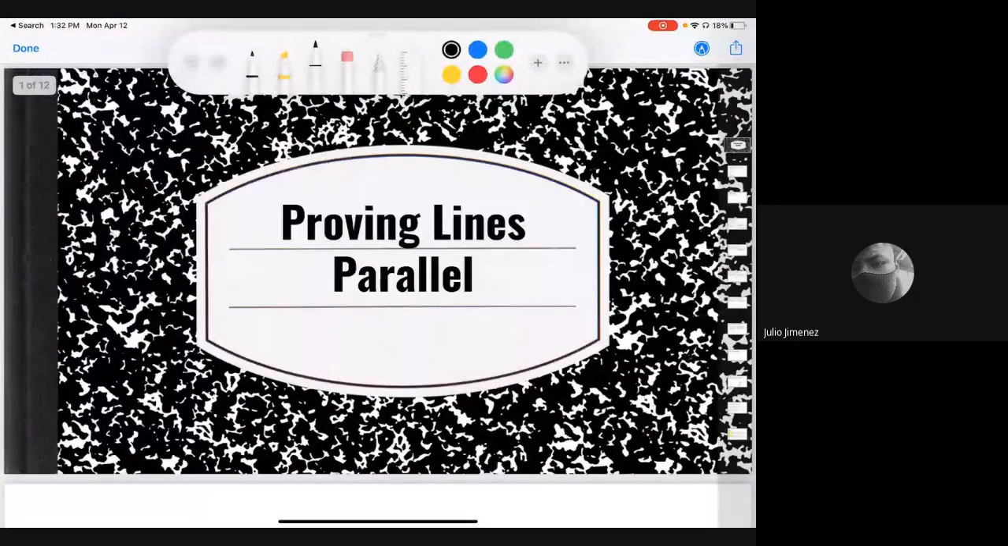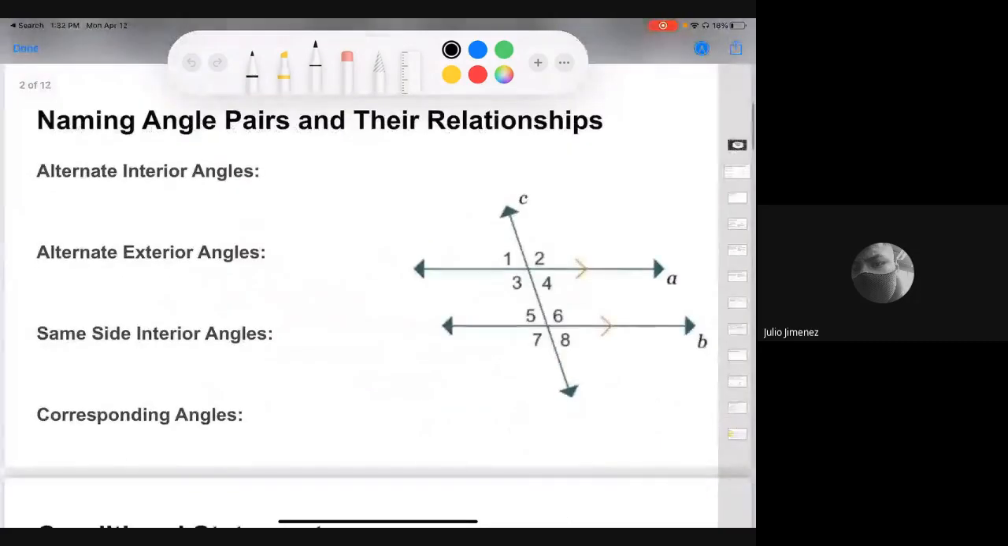So today we're going to look at proving lines parallel. What we looked at on Friday is that whenever we have two lines cut by a transversal, they create a bunch of different types of angles. Today we're going to look at how we can prove lines parallel based on that relationship, and how, based on the relationship, we can find different missing angle measures. So let's just go ahead and dive right in.